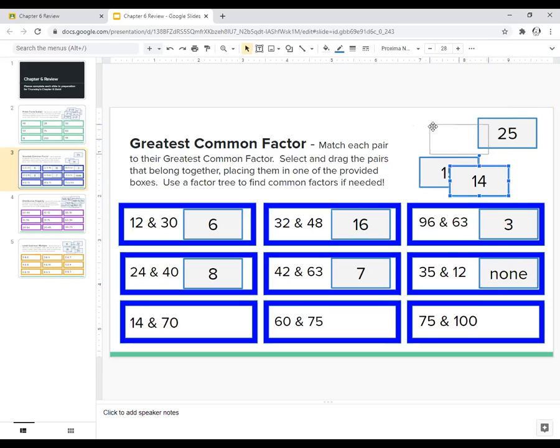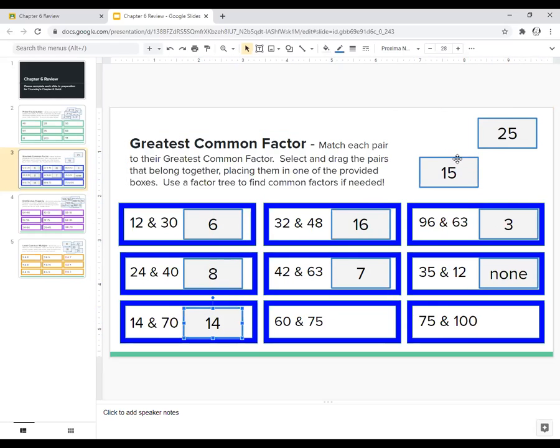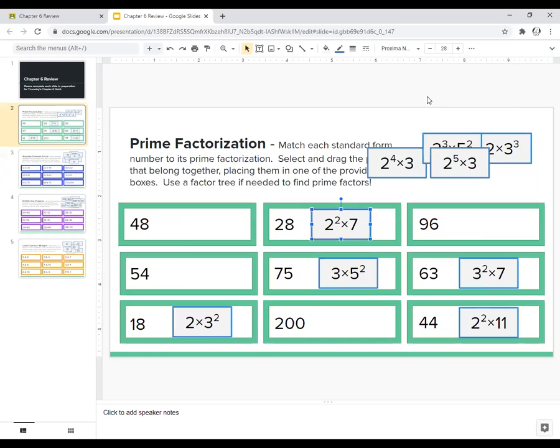Let's see. Between these ones remaining here, what do you think? Where would 14 go? With which group? 14 and 70, yes. Where would the 15 go? This one, yep. And this one, they definitely share a common factor 25. Nice. Okay, backwards.